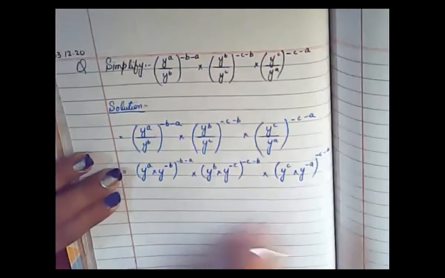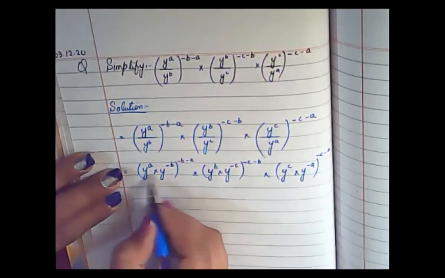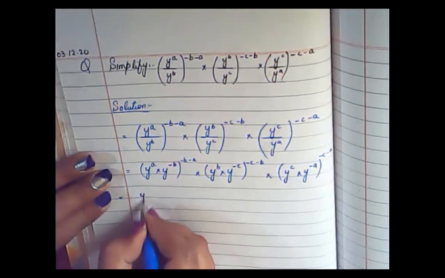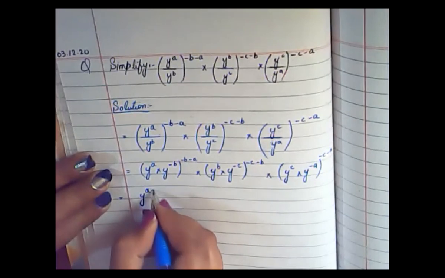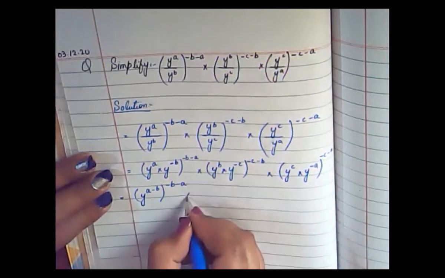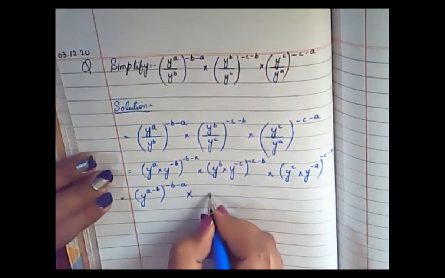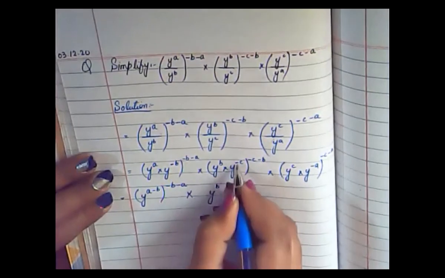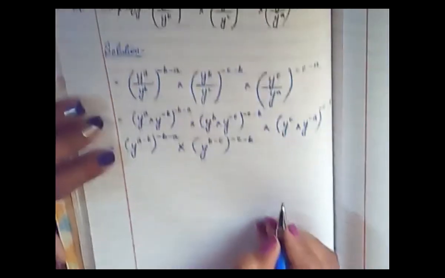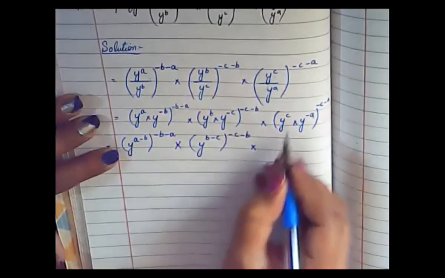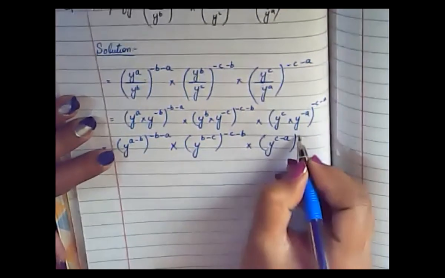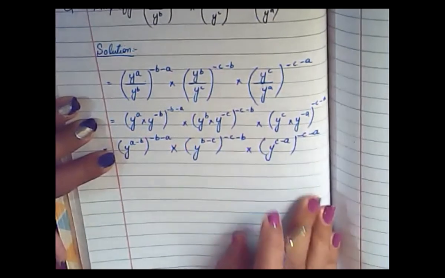Understand? Now what you can see here, the bases are the same. Okay, the bases are the same, so the powers will be added or subtracted. So I'm going to take the common base here. This is the common base, so it will become y to the a minus b, and it has whole power minus (b minus a). Then multiplied by again the common base, y to the b minus c, and the whole power minus (c minus b). Okay, then you have multiplied by the same base, which is y, to the c minus a, and the whole power minus (c minus a). Right?